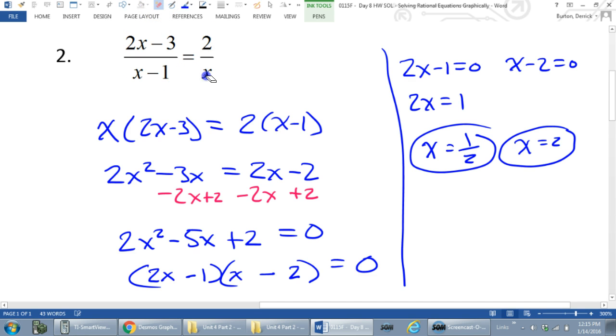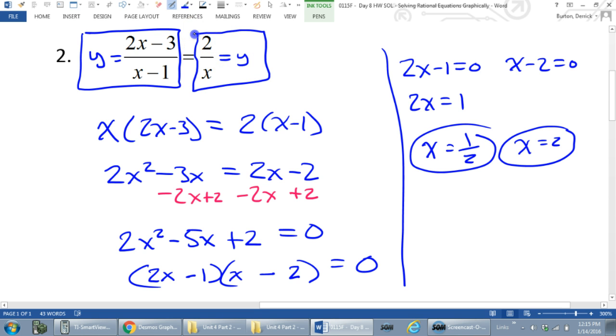Now let's see how we can use Desmos to do it. And again, I'm just going to do the same thing I did before. I'm going to make two equations. One of them will be y equals this side, and the other one will be y equals this side. And wherever they meet, the x values will be the solutions.